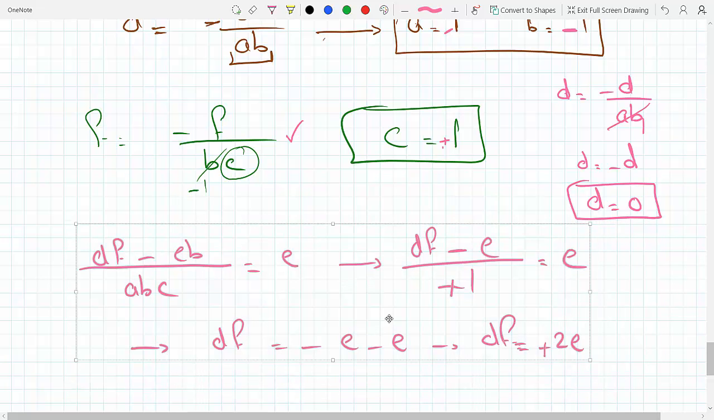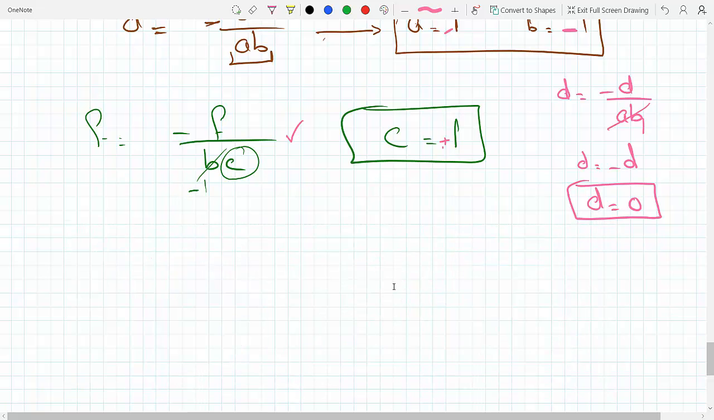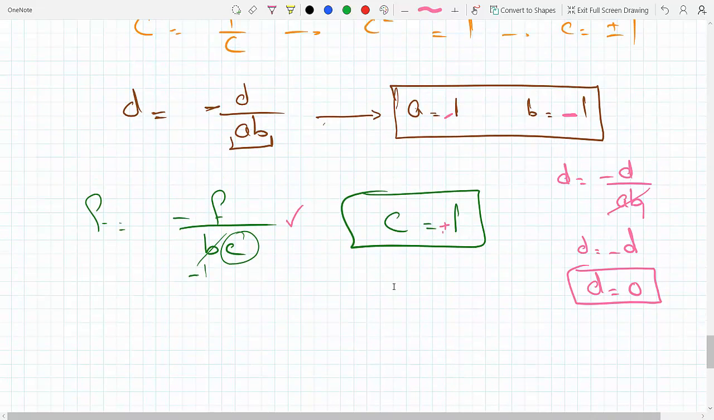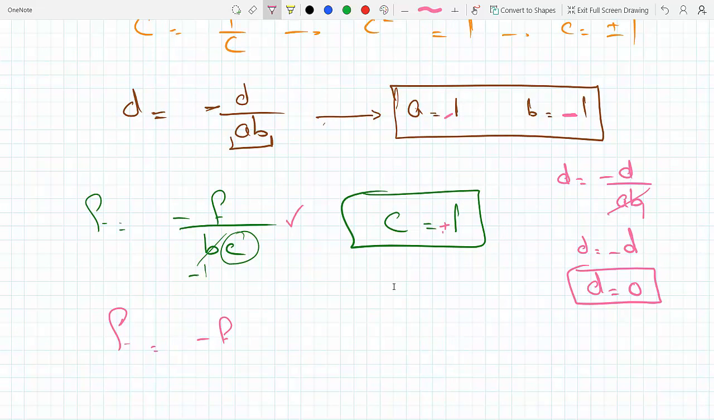It's getting a little messy, I apologize. So if we plug these in, we will get f equal minus f bc over minus 1. Okay, so f equal f. Okay, fair enough. F equals f. There's nothing wrong with that.